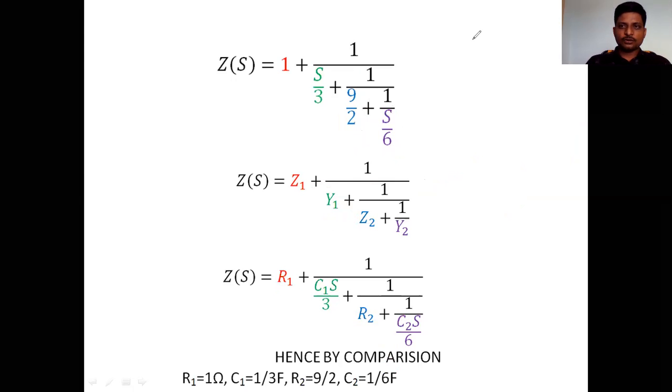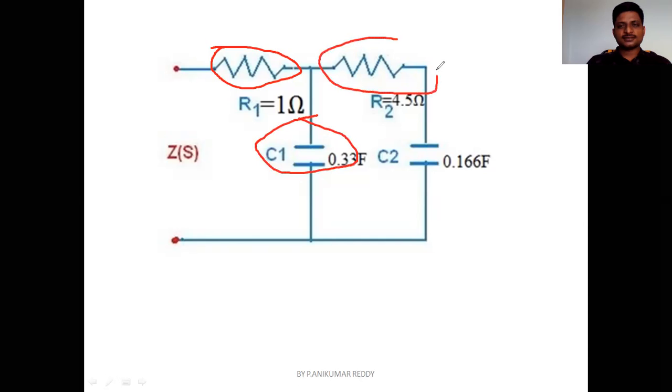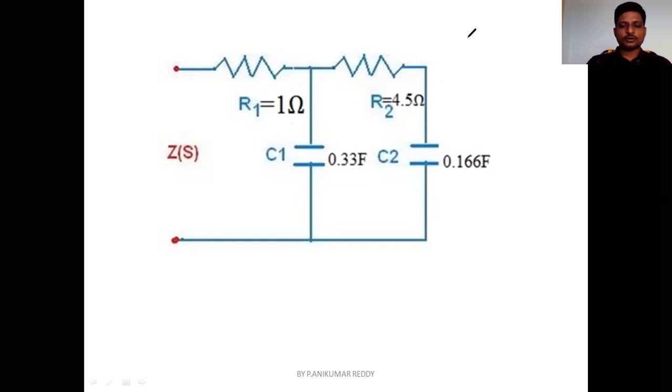So after having all the values, you will have to draw the diagram. The first one is an impedance, Z1. The first term is an impedance function, therefore you have to write a resistor in series. The second term is a capacitor in admittance form, therefore you have to write it as a shunt. The third one is again a resistor in series. The fourth one is an admittance in parallel or shunt. Like this you have to write Foster 1. This is called Foster 1 realization.